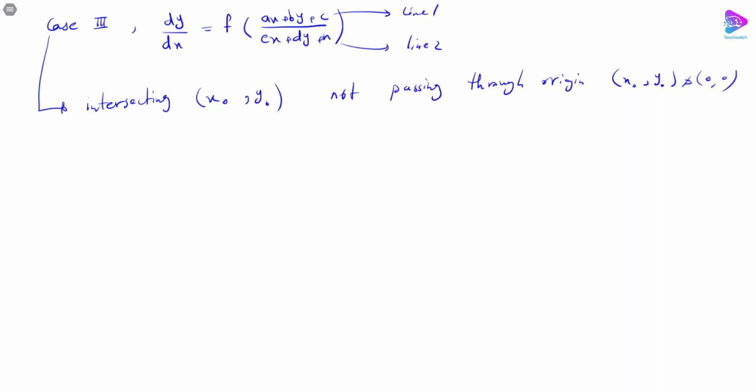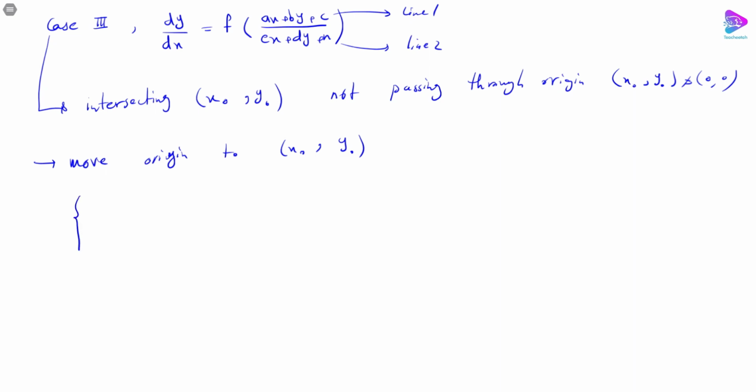So in such a case, we're going to move the origin to x0 and y0, and then it becomes like case 1. So basically they're both passing through the origin, and they're intersecting at the origin as well. So how do we do that? With a change of variable.